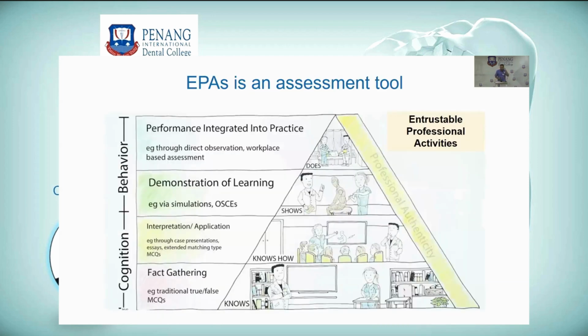So this EPA, because of its rigorous assessment, has been classified as the topmost assessment method. Can you remember what this triangle is called? Anybody can remember this triangle is called something? Miller's clinical assessment. Okay, so Miller said fact gathering is the least important, so it's nicely portrayed in the picture. So basically, the student writes an MCQ test, right?